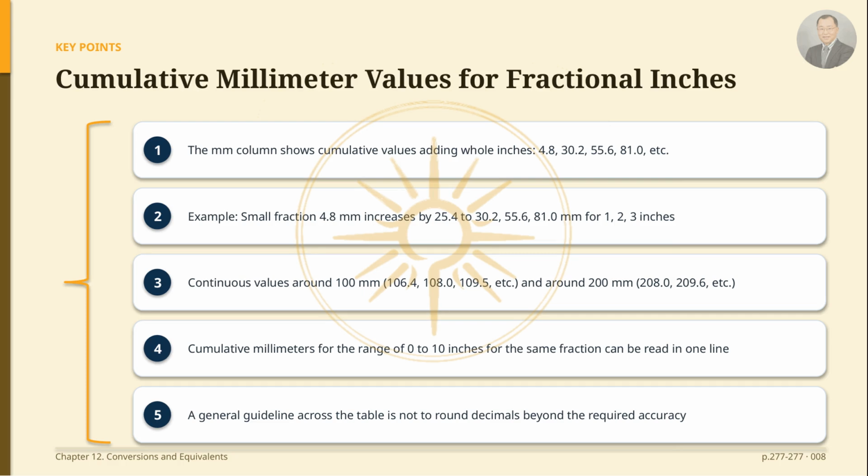This table is a reference for cumulative millimeter values, where integer inches are added to fractional inch units. For instance, it demonstrates the principle where values increase by 1 inch, such as from 4.8 millimeters to 30.2 and 55.6 millimeters, by adding 25.4 millimeters. Engineers should select the required fractional item and then follow the row to find the cumulative value within the range of 0 to 10 inches. When checking these values, we recommend caution not to round the decimal points beyond the required level of accuracy.